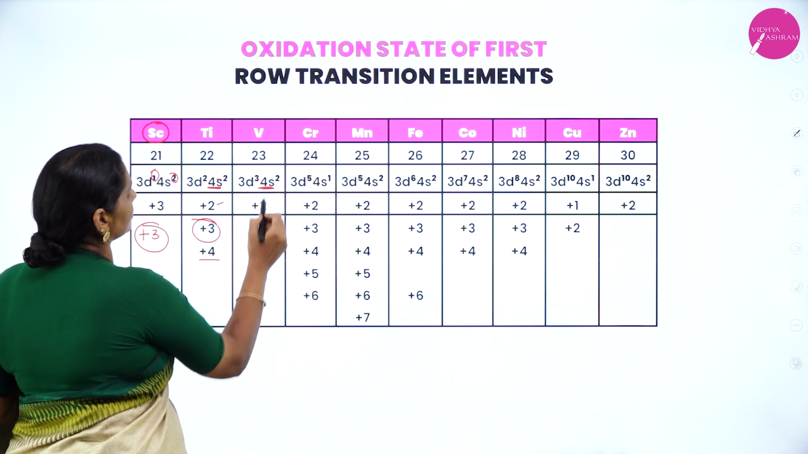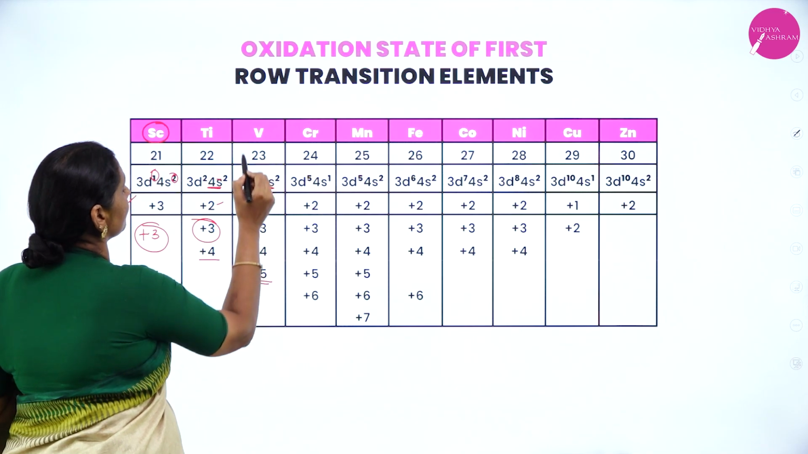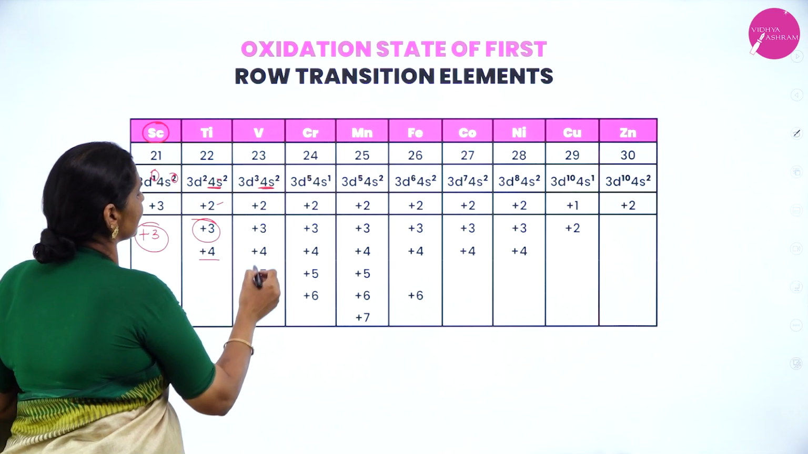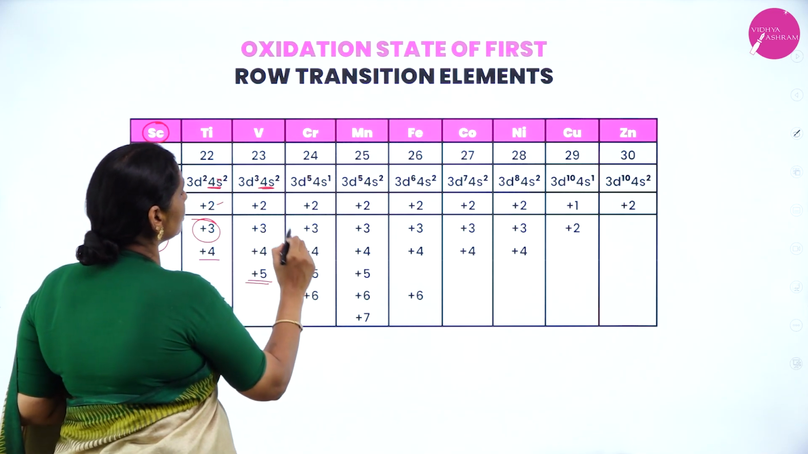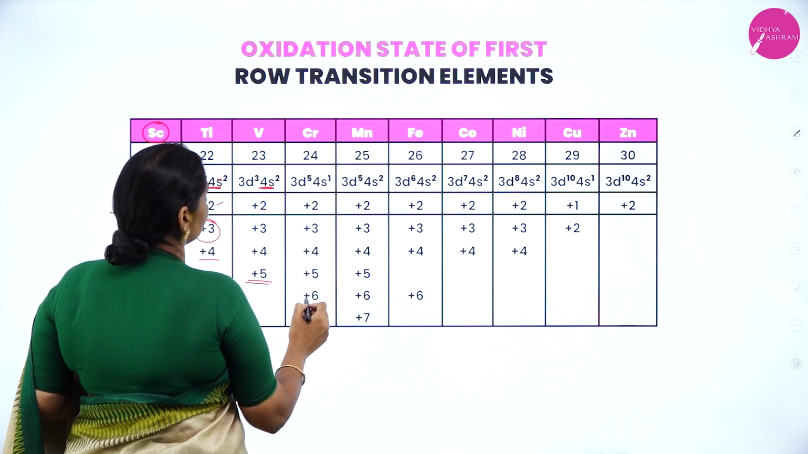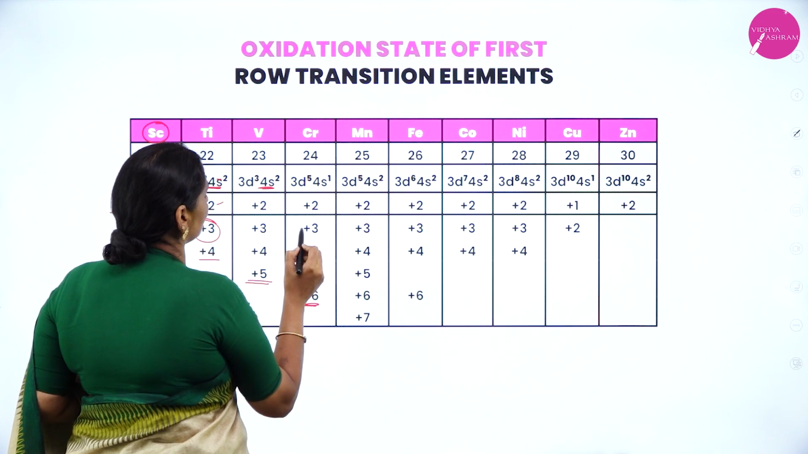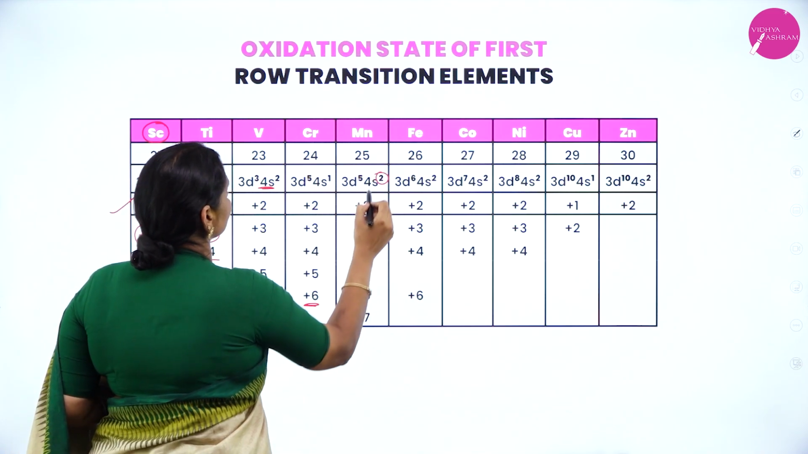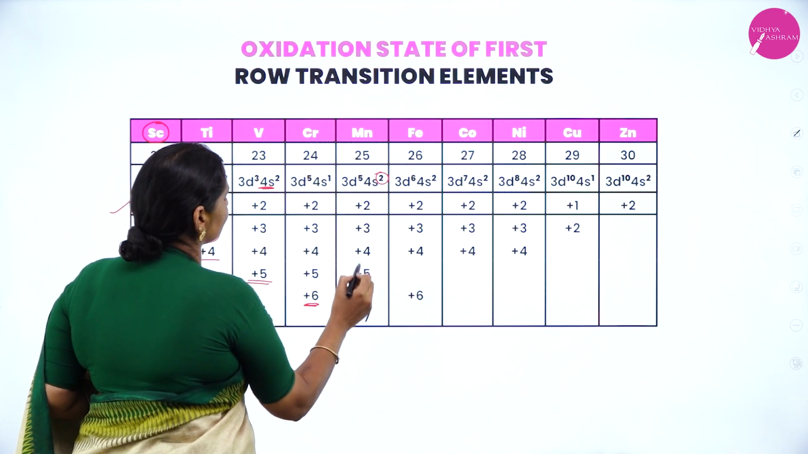Next, vanadium: the number of electrons present in 4s is 2, so minimum is plus 2. If you add 3 and 2, it will become what? Plus 5. In between plus 2 and plus 5 come plus 3 and plus 4. Therefore, vanadium exhibits 4 oxidation states: plus 2, plus 3, plus 4, plus 5. Here, chromium, so total 5 plus 1, maximum oxidation state is plus 6: plus 2, plus 3, plus 4, plus 5, plus 6. Here, manganese: minimum is plus 2, maximum 5 plus 2, 7: plus 2, plus 3, plus 4, plus 5, plus 6, plus 7.